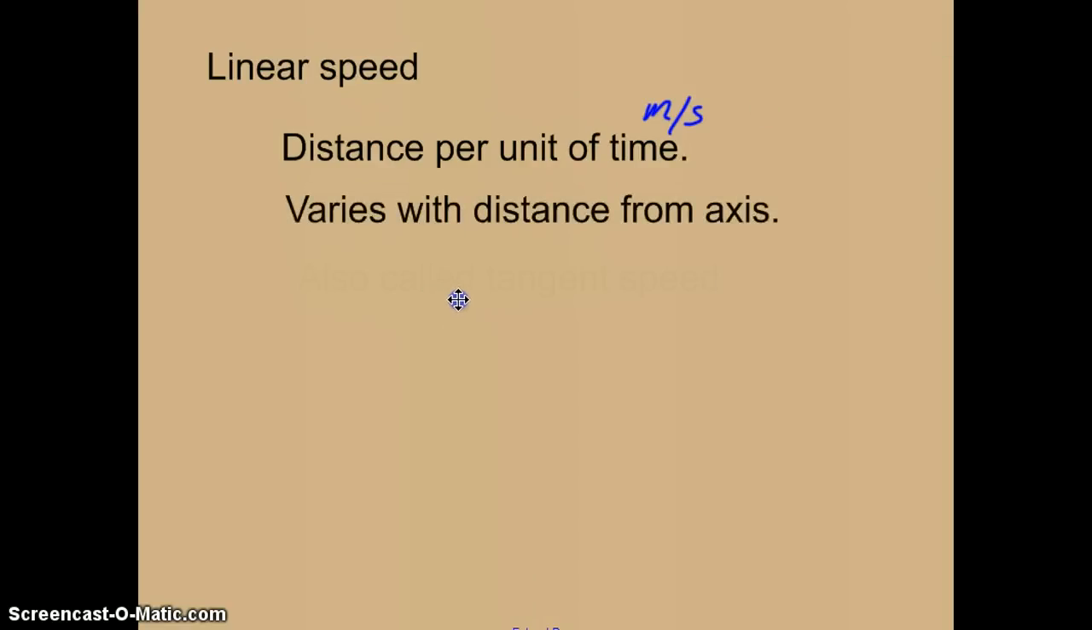So how do we calculate that? What's our means of calculating this? Well, the first one is linear speed, and that is distance per unit of time. This is still going to be, as we have done all year, meters per second. It varies with the distance from the axis, and it is also called tangent speed. We need to know that because linear speed and tangent speed are used interchangeably. So what does that mean?